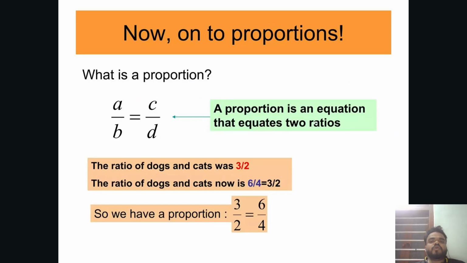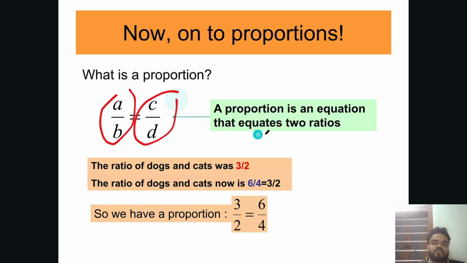Now on to proportions. Let's learn what a proportion is. A by B is equal to C by D. What is this? Here one ratio, here one ratio. Proportion is an equation that equates two ratios. It will tell one ratio is how many times the other ratio. It tells the relation between one ratio and another ratio.